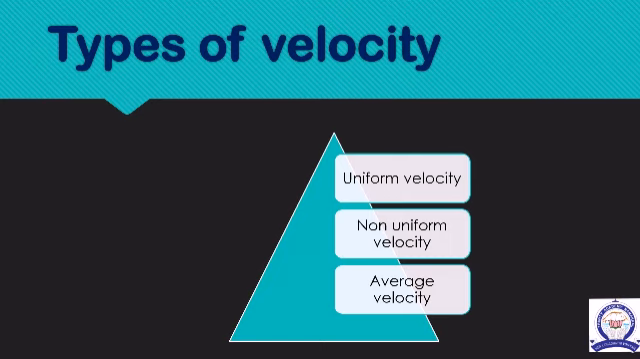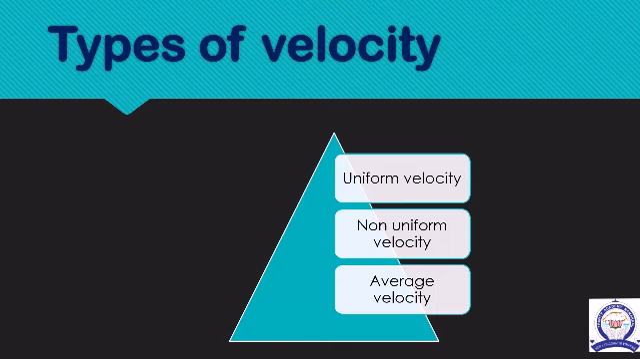First, uniform velocity. A body has uniform velocity if it covers equal displacement in the same direction in equal intervals of time. Example: light travels through vacuum.